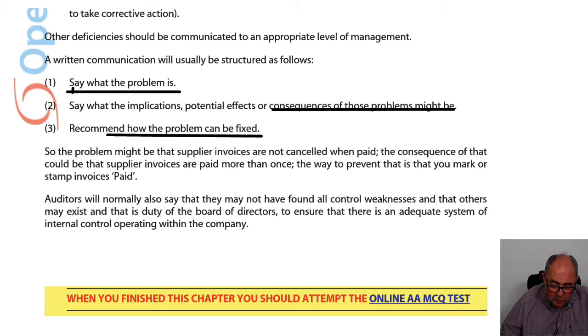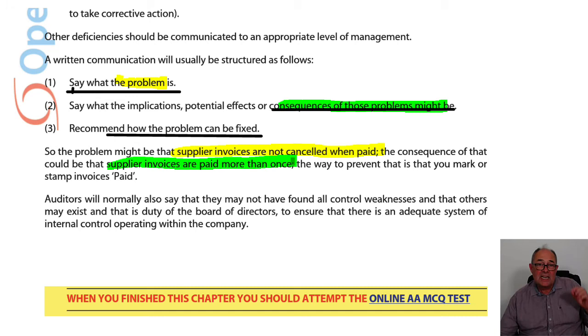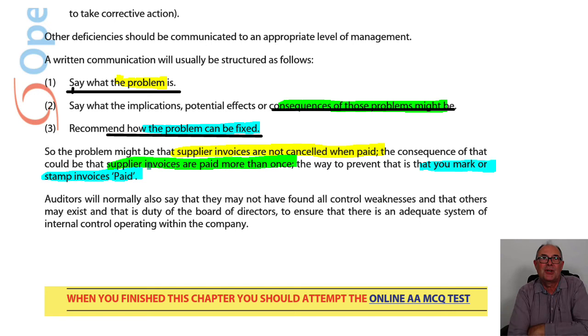So let's just have a look at what they've got down here. What's the problem? The problem is that you noticed that invoices are not cancelled when paid. It's probably done electronically now, but traditionally, the chief accountant, when they signed off and agreed to pay a particular supplier, would have a big rubber stamp and they'd stamp the invoice paid to make sure they didn't pay it again. In a particular business, they don't do that. What's the implication of that? What's the impact of that for management? The impact, of course, is you might pay more than once. And of course, this gets management attention because they hate wasting money, or I hope they do. And finally, this is what you could do: you should mark or stamp the invoices paid to solve the problem. And that's the idea of the traditional management letter.